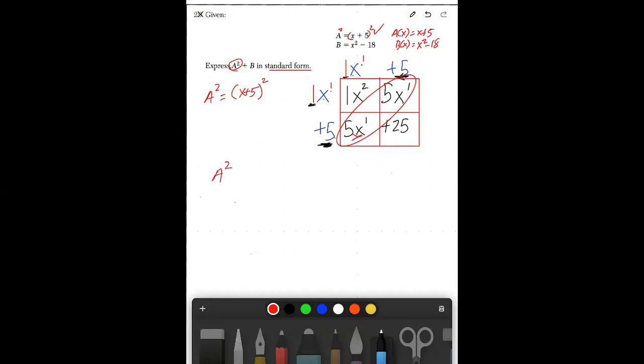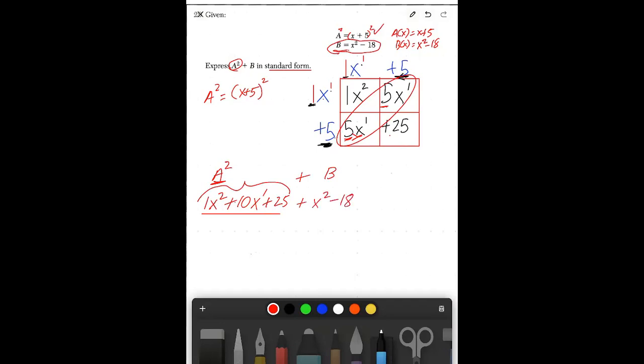So a squared is 1x squared. 5 plus 5 would be 10 x to the first, and then we got plus 25. So a squared is equal to this. Now, we're just going to take this b part, and we're going to add that. So this is going to be plus b. This right here is the a squared. So we're just going to put plus x squared minus 18.